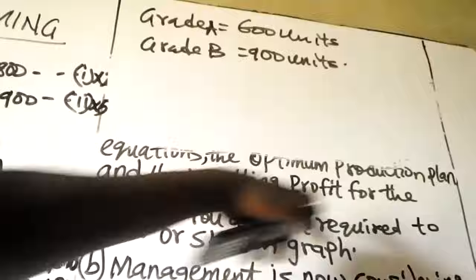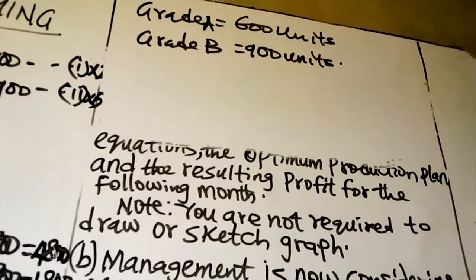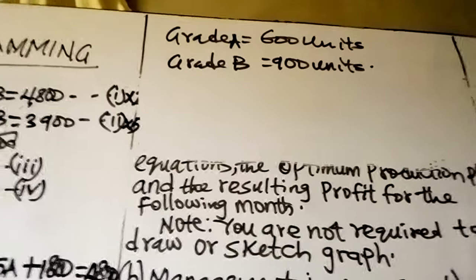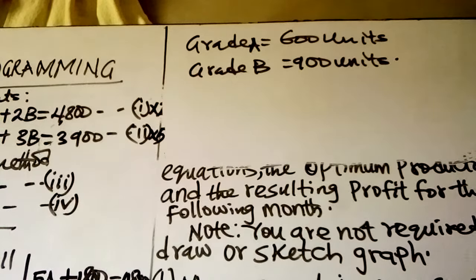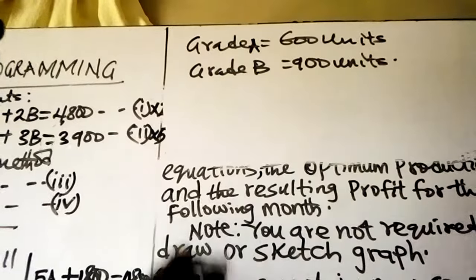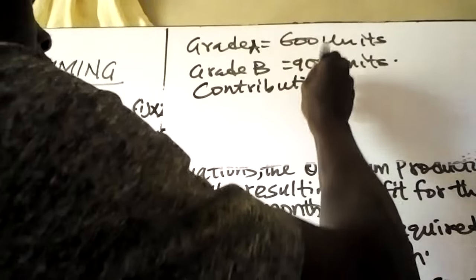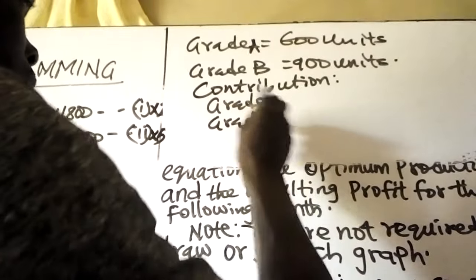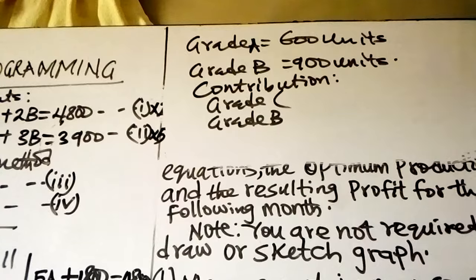The requirement is the optimal production plan and the resulting profit. What is profit? Profit is contribution less fixed cost. That means you will first of all determine the contribution. Let's calculate the contribution from the products, for grade A and grade B.